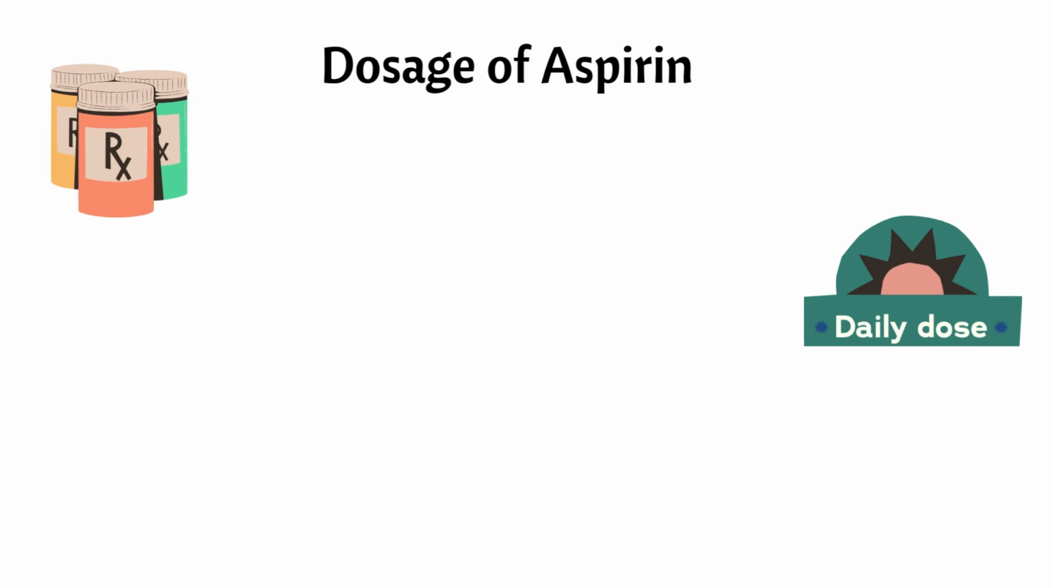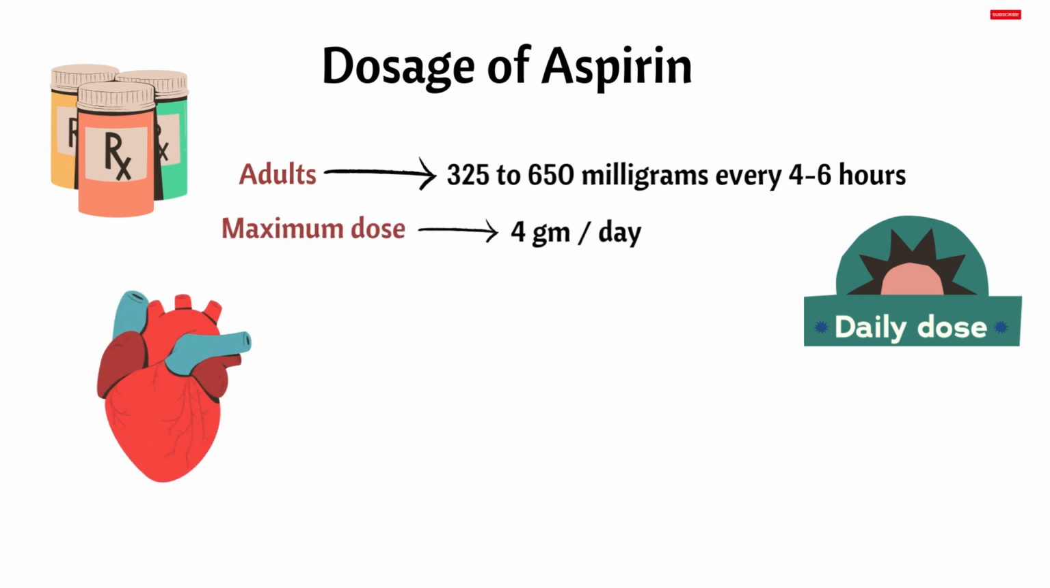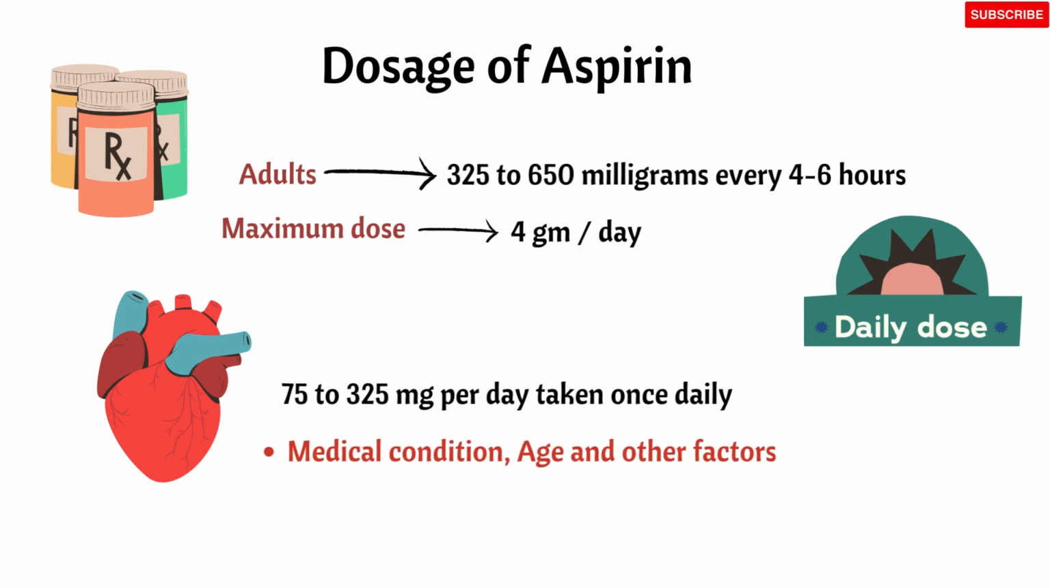Dosage of aspirin. The recommended dosage of aspirin depends on the condition being treated. For pain relief and fever reduction, the usual dose for adults is 325 to 650 milligrams every 4 to 6 hours as needed, up to a maximum of 4 grams per day. For the prevention of heart attacks, the usual dose is 75 to 325 milligrams per day taken once daily. However, the recommended dosage may vary depending on the individual's medical condition, age, and other factors.